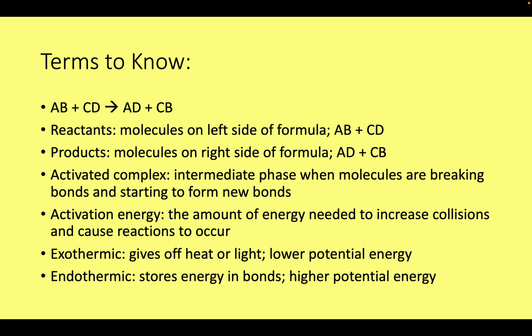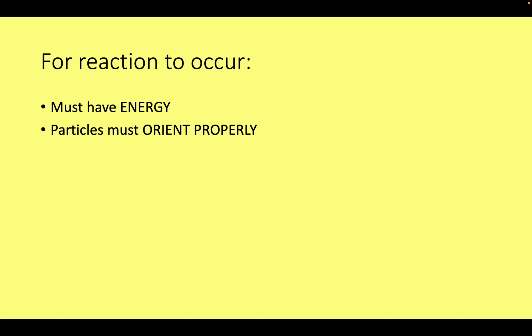Exothermic gives off heat or light, and it has lower potential energy after the reaction has occurred. Endothermic stores energy in bonds and has higher potential energy after the reaction has occurred. In order for a reaction to occur, they must have energy, and the particles must orient properly. So you might have particles that could react, but if they're not colliding in the correct manner, then they may not end up reacting.